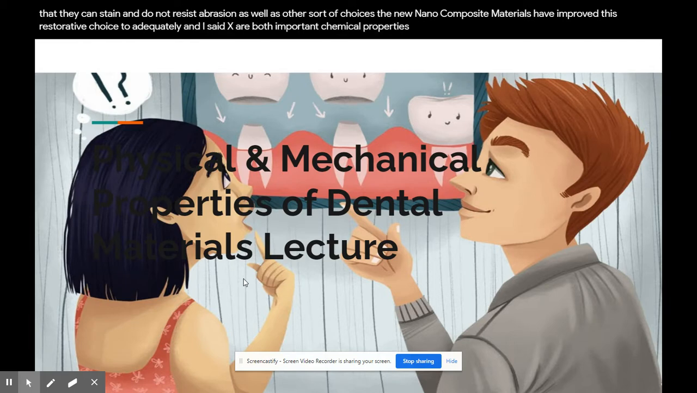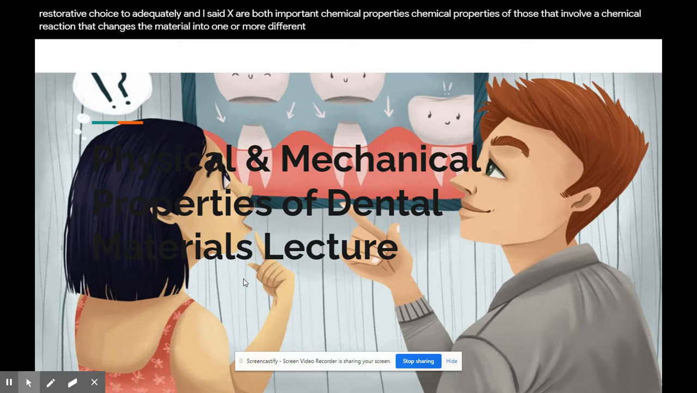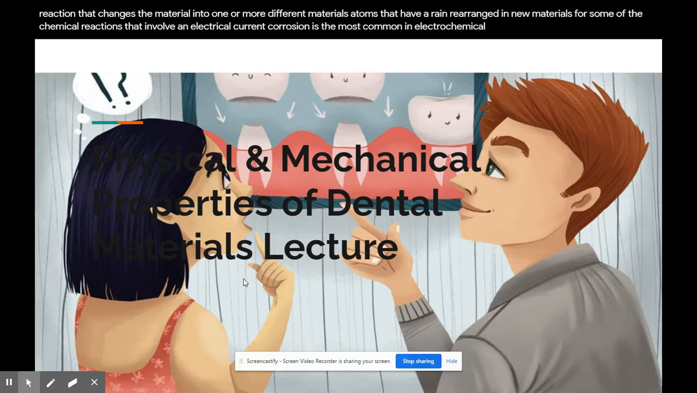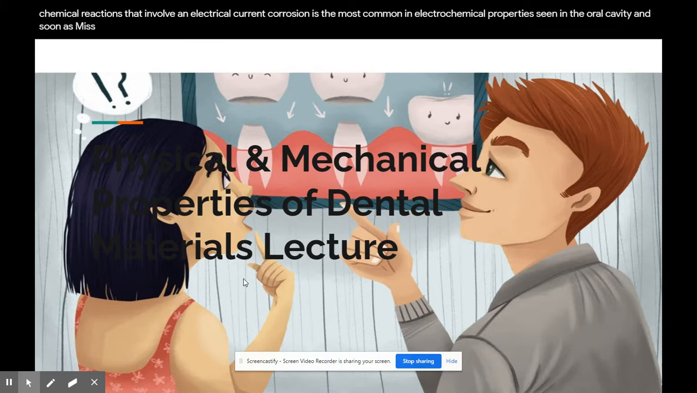Chemical properties. Chemical properties are those that involve a chemical reaction that changes the material into one or more different materials. Atoms have rearranged and a new material is formed. Some of the chemical reactions in the mouth involve an electrical current, and these are called electrochemical reactions. Corrosion is the most common electrochemical property seen in the oral cavity, and is seen most often with metals. A very common form of corrosion seen in your neighborhood is a rusting iron gate, nail, or other iron object. Oxygen in the air oxidizes the iron and forms iron oxide, otherwise known as rust. The iron has been chemically changed.